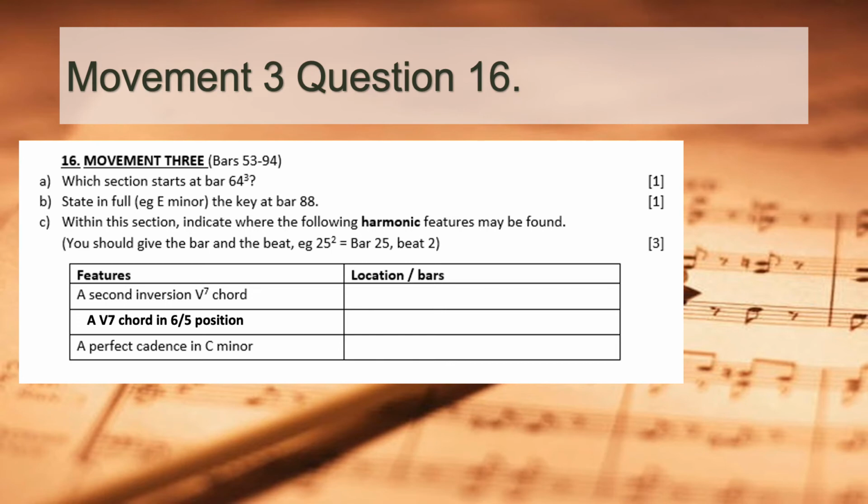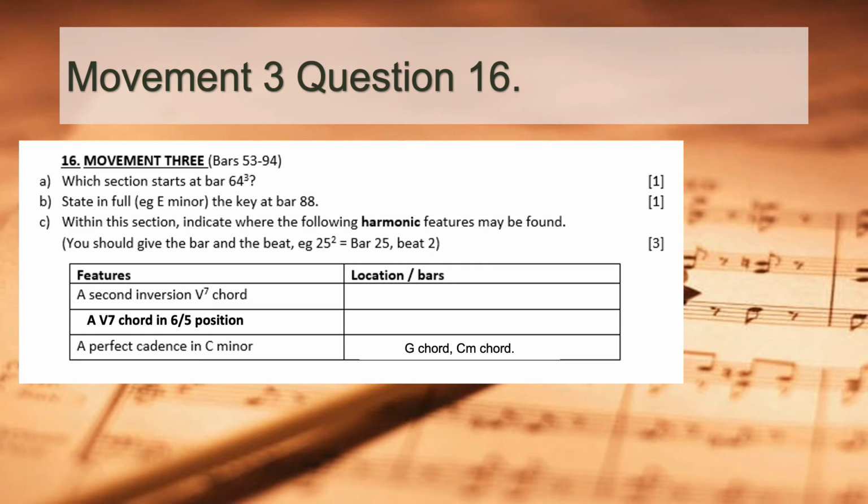So C minor, the chords in a perfect cadence are going to be a G chord followed by a C minor chord. So we actually know exactly what notes we're looking for, but we don't know whether those chords are going to be in inversions. So we can't just scan the bass. So that's quite a lot to look for.